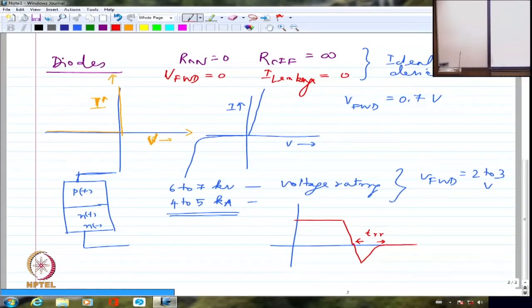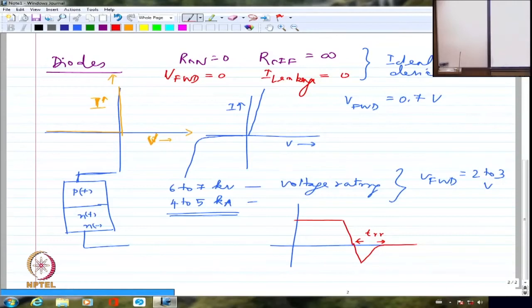So all of them recombining will take at least a few microseconds sometimes. So reverse recovery time reduction is one of the key features as far as the research in diode is concerned. They want to improve that as much as possible so that you would be able to operate it in high frequency. If it can be operated in high frequency, that means it has to recover very fast. That's what it means.